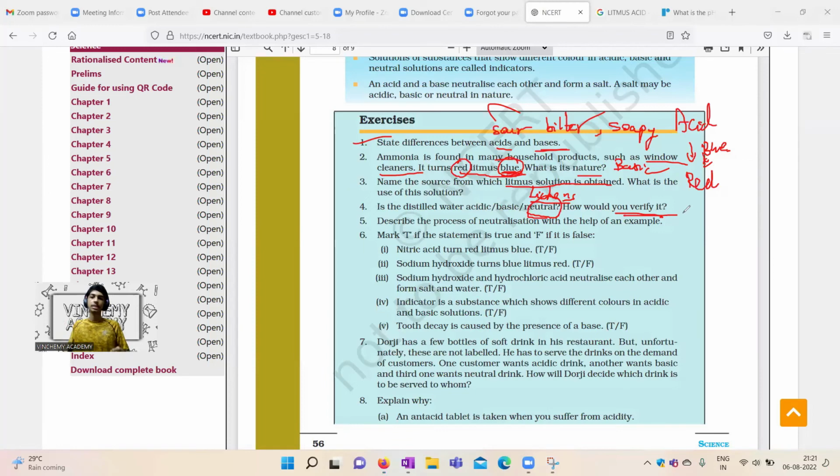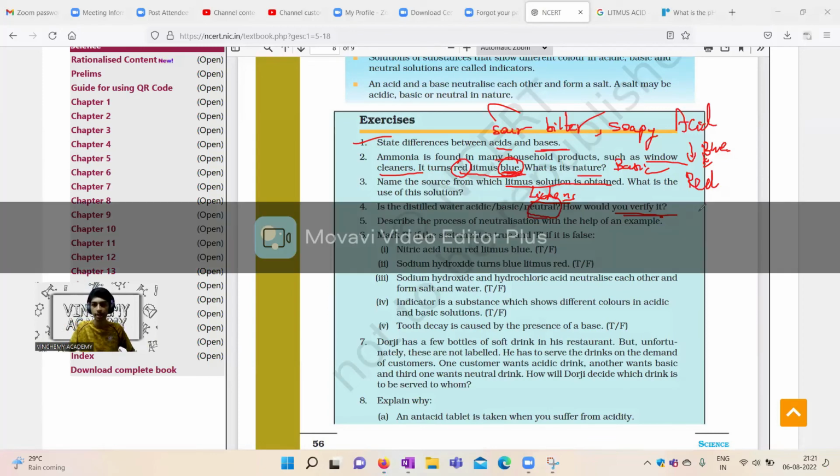Use some other indicator like litmus. It won't change. Sorry, so it won't show any change in color. Hence, you can say it is neutral, right?